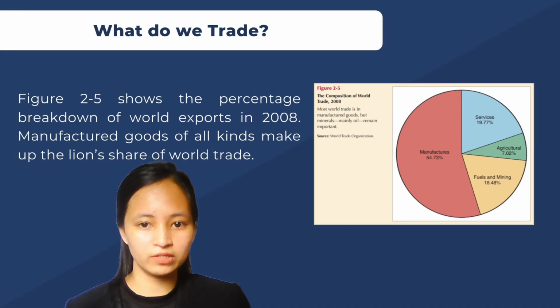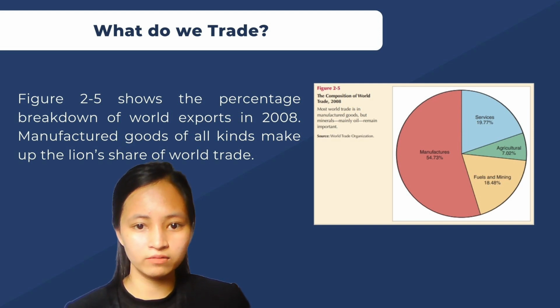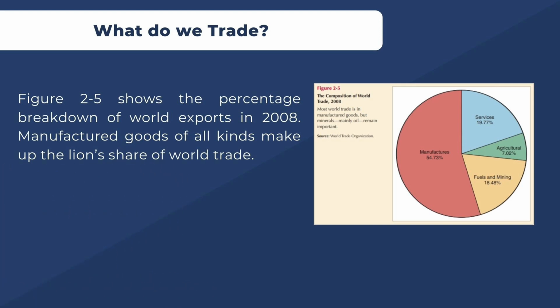Figure 2-5 shows the percentage breakdown of world exports in 2008. Manufactured goods of all kinds make up the lion's share of world trade. Most of the value of mining goods consists of oil and fuels. Trade in agricultural products, although crucial in feeding many countries, accounts for only a small fraction of the value of modern world trade.